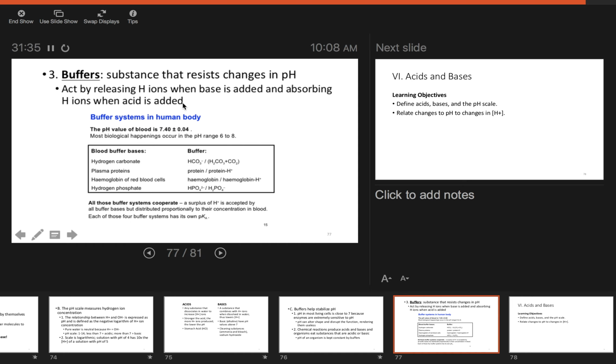So we have a lot of buffer systems in our human body, especially blood. Blood tends to hang around the 7.4 pH range, also staying between 6 and 8. So we have lots of buffers, like hydrogen carbonates. We have some proteins that do the same thing, some hemoglobins, and hydrogen phosphates. We have a lot of buffers in our blood to help keep our pH around that 7.4.